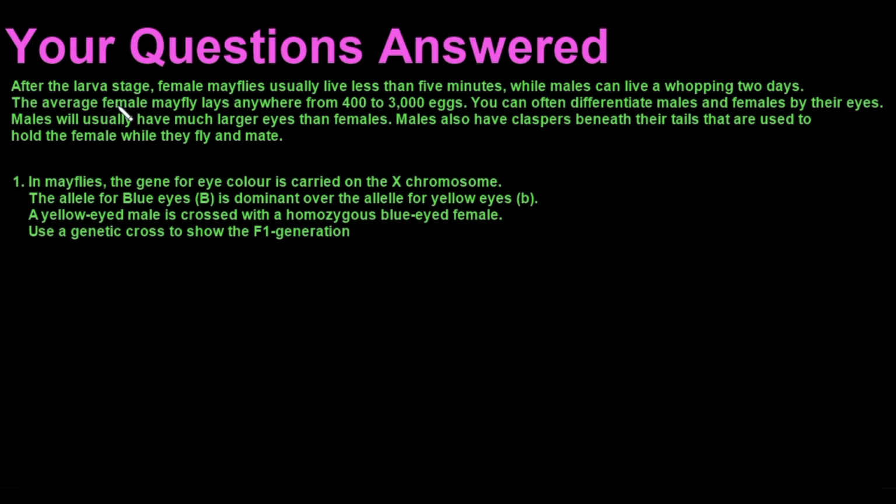After the larva stage, female mayflies usually live less than 5 minutes, while males can live a whopping 2 days. The average female mayfly lays anywhere from 400 to 3,000 eggs. You can often differentiate males and females by their eyes. Males will usually have much larger eyes than females. Males also have claspers beneath their tails that are used to hold the female while they fly and mate.